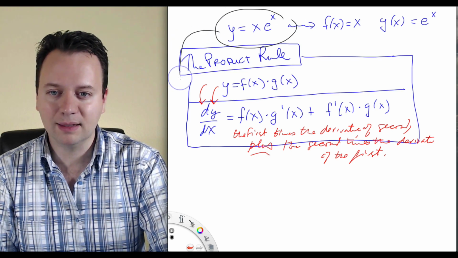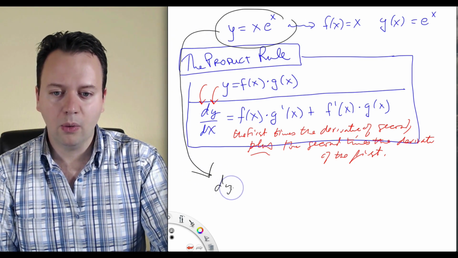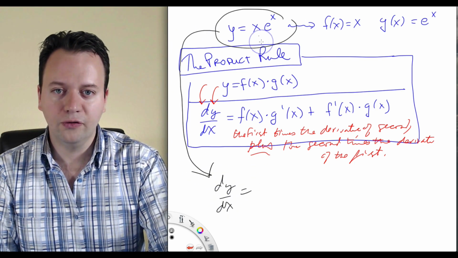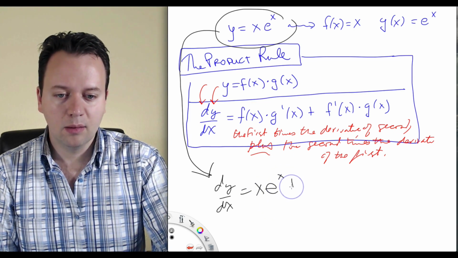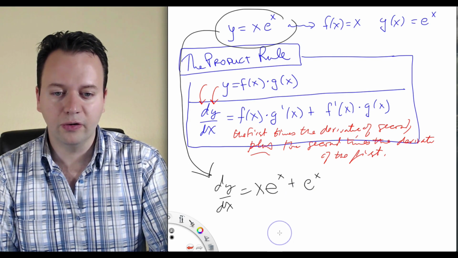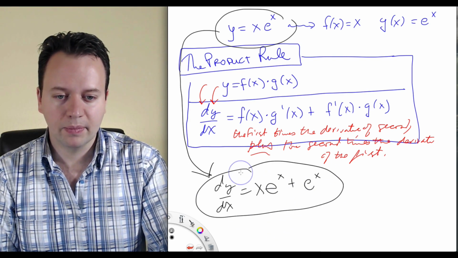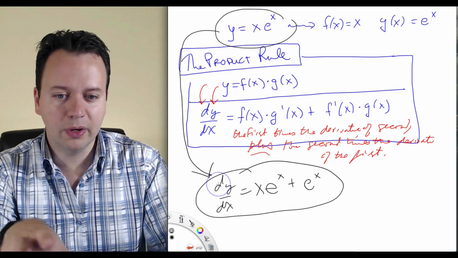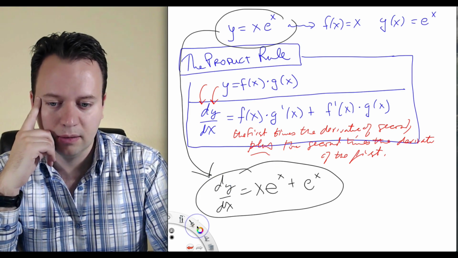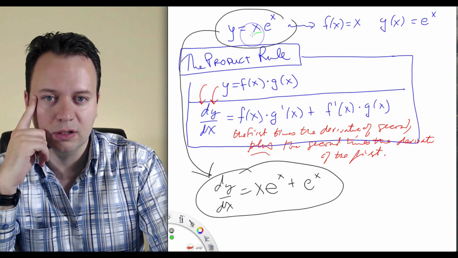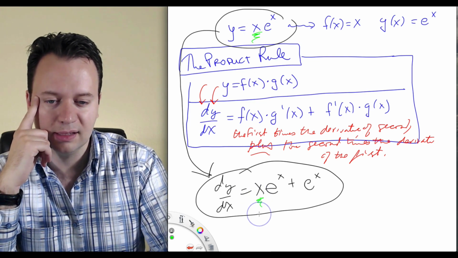x e to the x. dy dx is the first, x, times the derivative of the second, plus the second times the derivative of the first. That's it. Analyze what I did, what was going on in my mind when I did that. So the first function is just x, so I replaced the x like that.